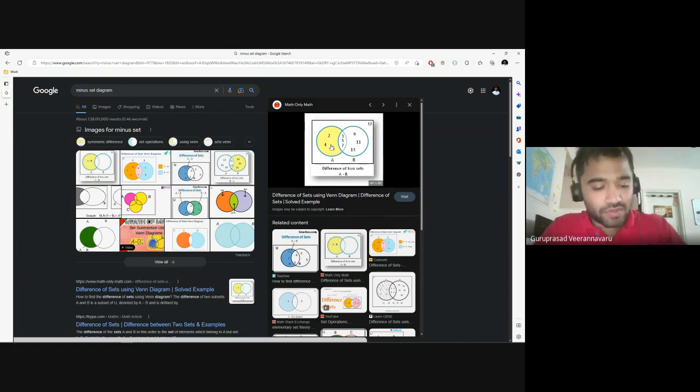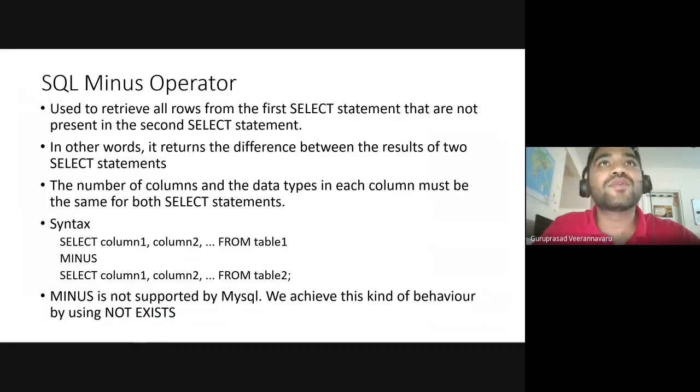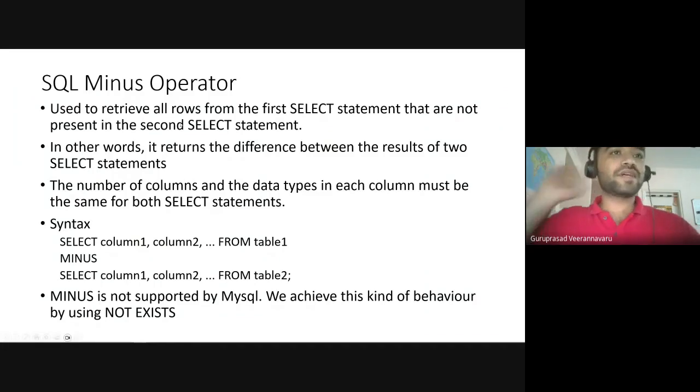Okay. So this is supported in some other SQL languages, but it is not supported in MySQL. Currently it is not there. But again, the syntax should be the same in other languages. Select column names and then you do a minus and select column names. So what this will do is show you the elements that are only there in the first table. They should not be there in the second table.